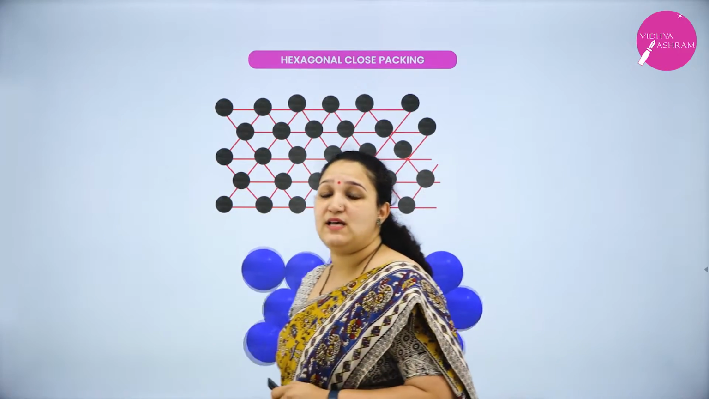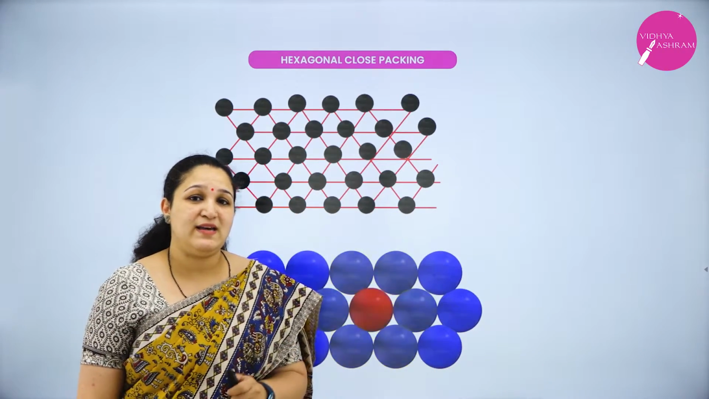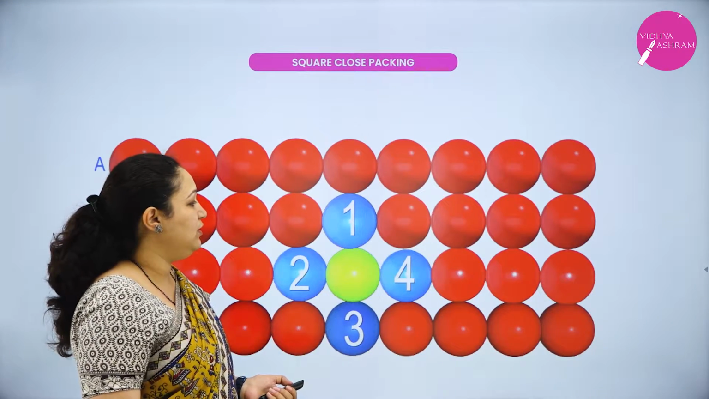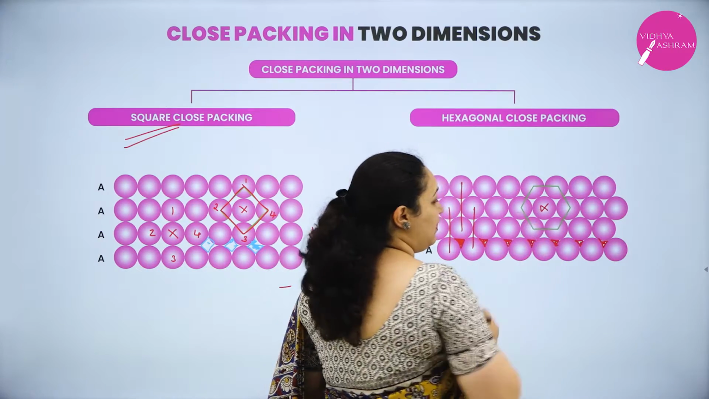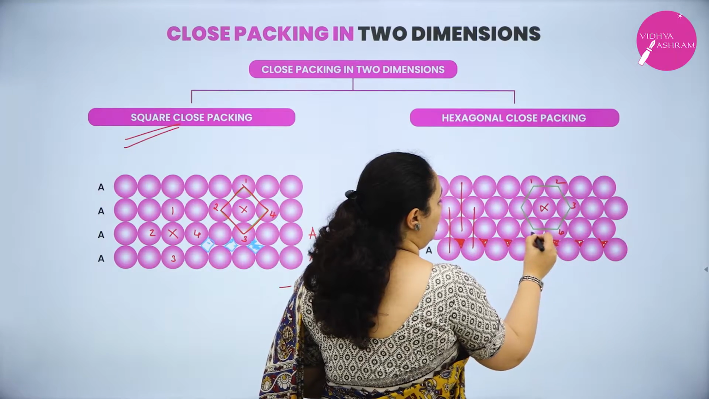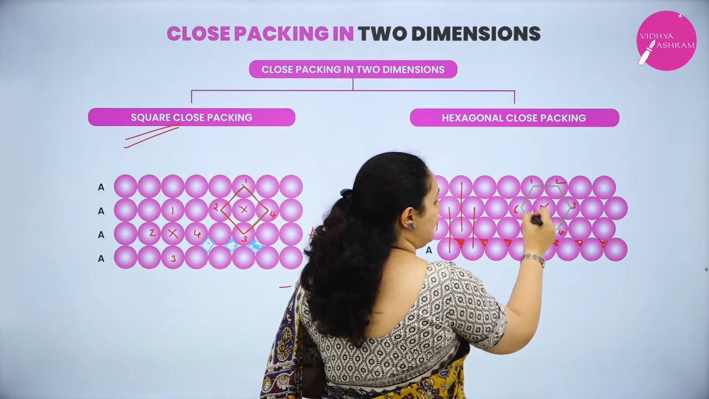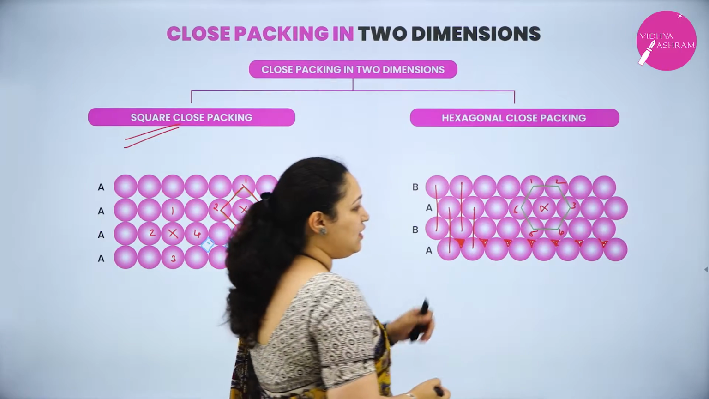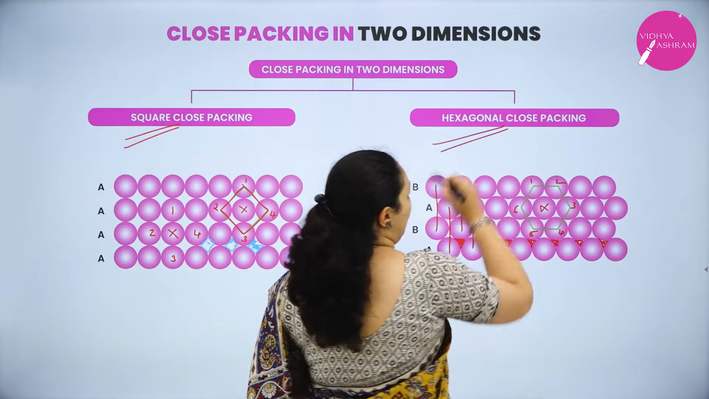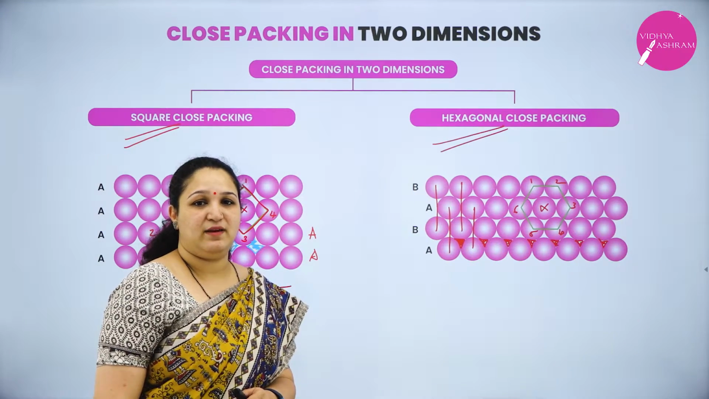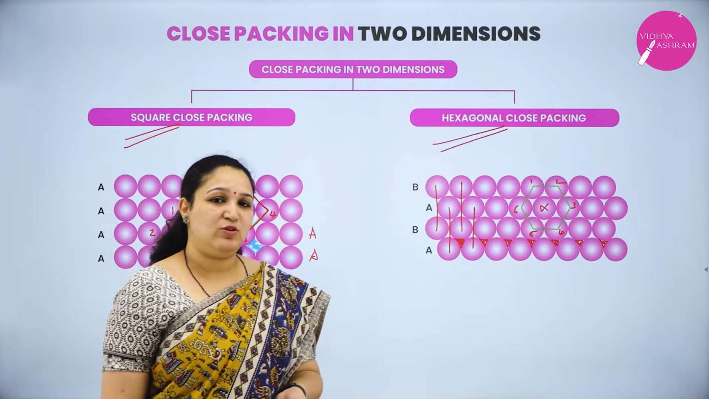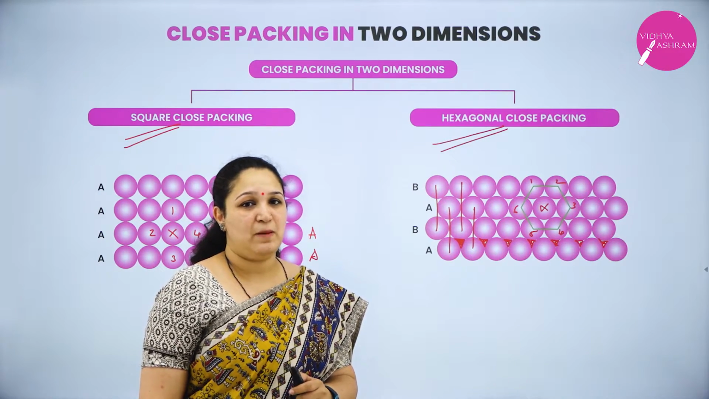And why is it called hexagonal close packing? You can see here, I shall show you. This is the particle. If I consider, how many neighbors? 1, 2, 3, 4, 5, 6. And if I join the centers of these 6 particles, which structure am I getting? I am getting a hexagon. That's why it is called hexagonal close packing. Is it clear? I hope you all have understood both square close packing and hexagonal close packing.